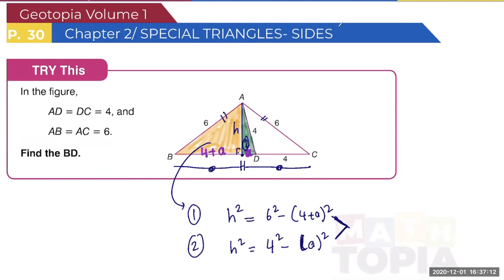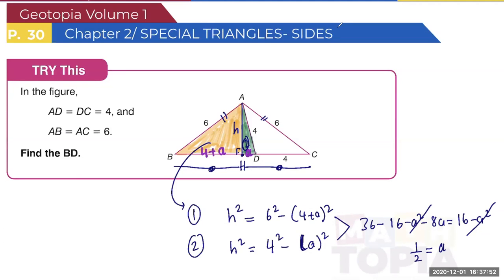That is correct. Then we set 36 minus 16 minus A squared minus 8A equal to 16 minus A squared. I'm doing a little bit faster operation. I can cancel A squared. I will find A is equal to 1/2.